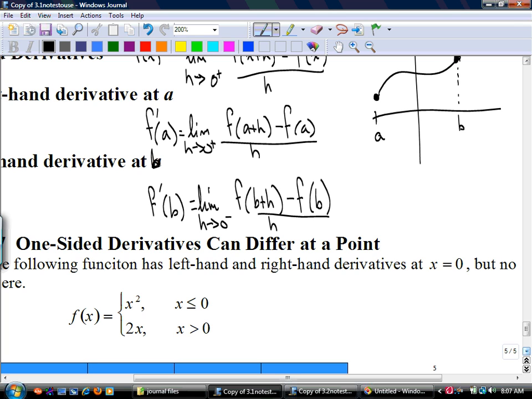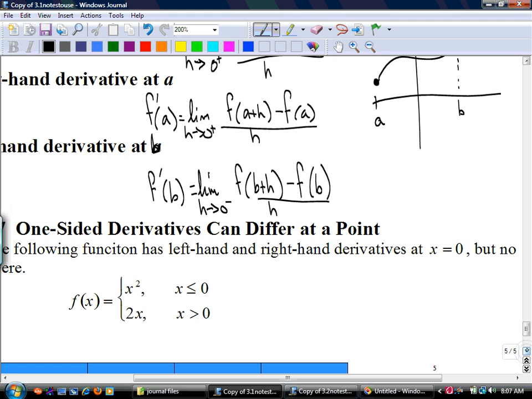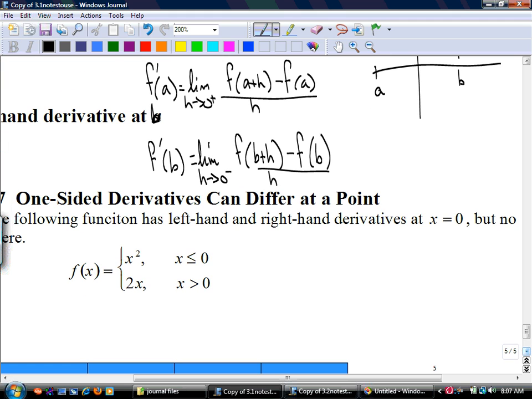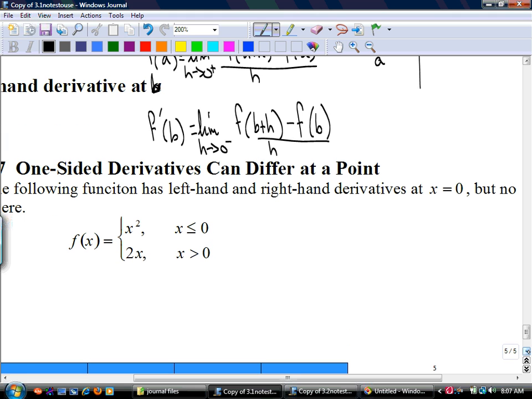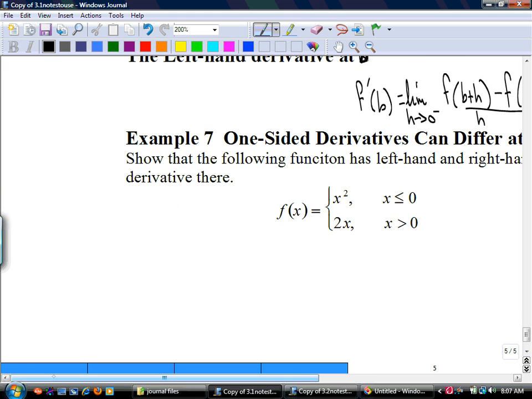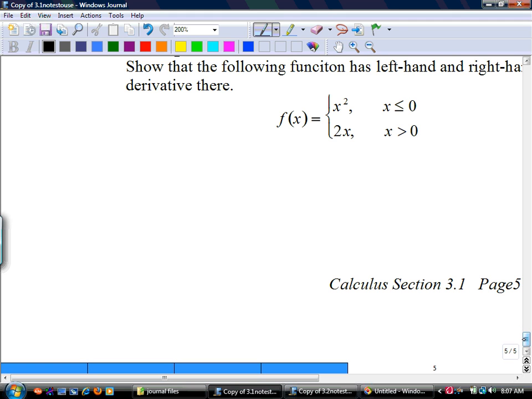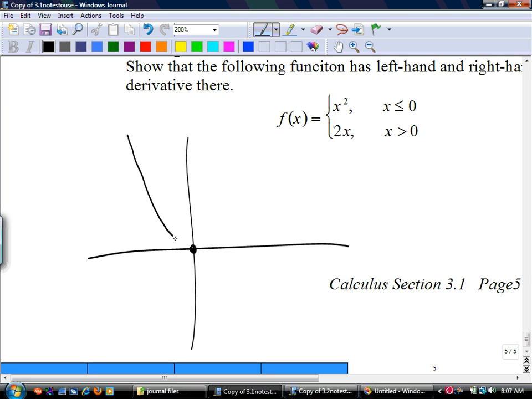Okay, now this is where it gets a little funky. The following function has left-hand and right-hand derivatives at 0, but no derivative there. Okay, I'm going to draw the function. So the graph of this function looks like this. x squared when x is less than 0. So tell me the slope right here. 0. So what do we want to say?